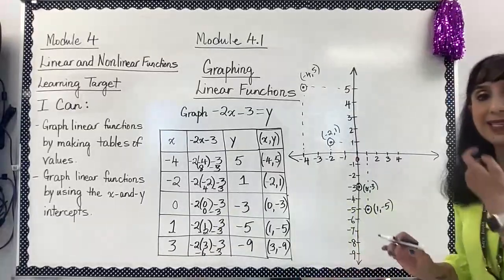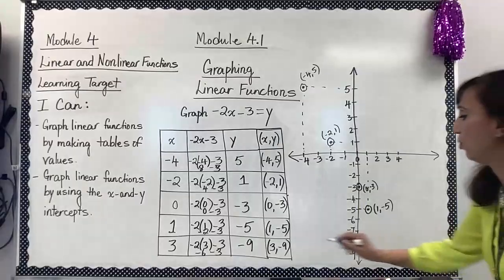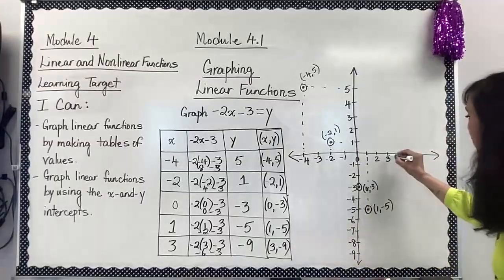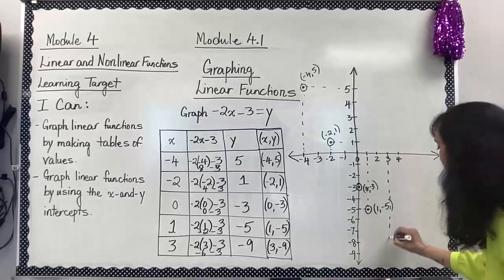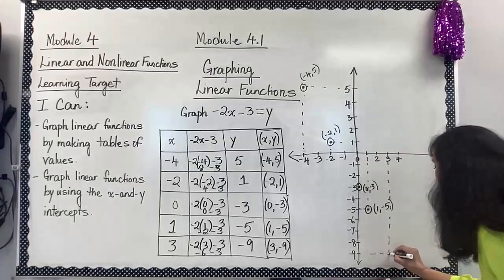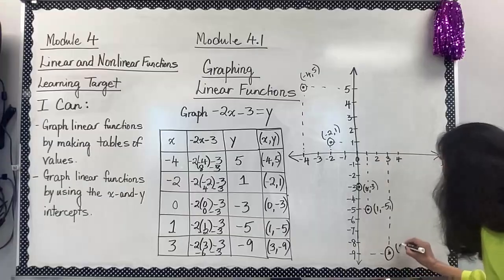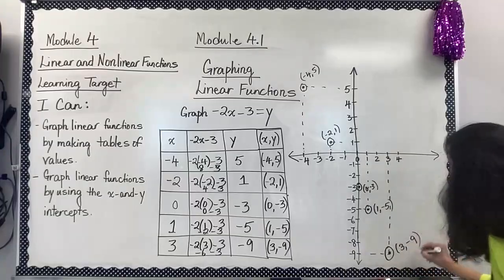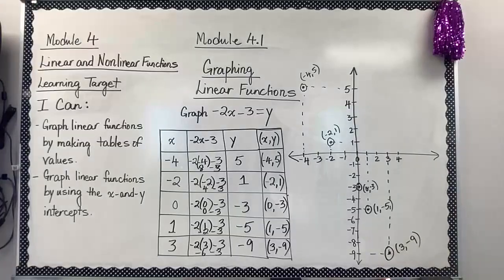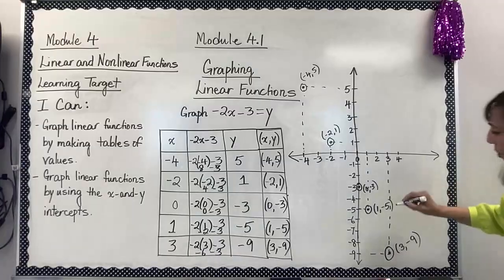And then the last ordered pair that we have over here is 3, negative 9. So this is 3 and negative 9 is over here. So we have 3, negative 9. Okay, so we graph the ordered pairs in the table and now we are going to connect them with a line.